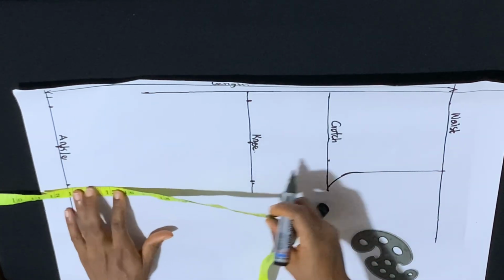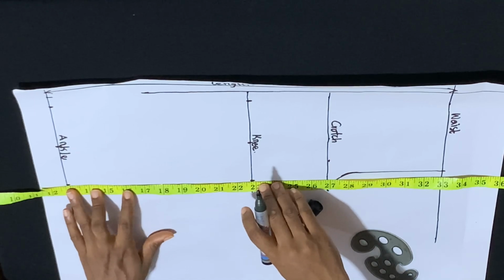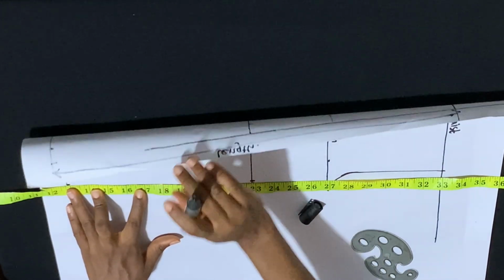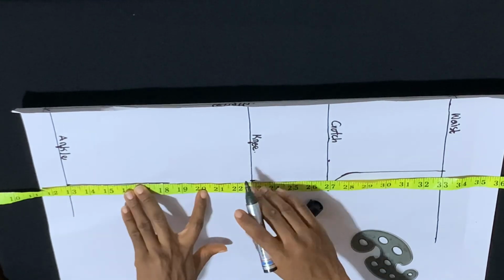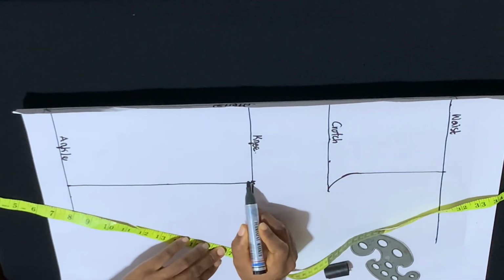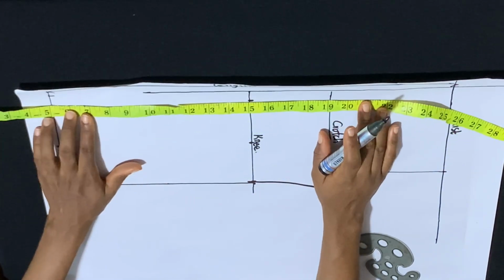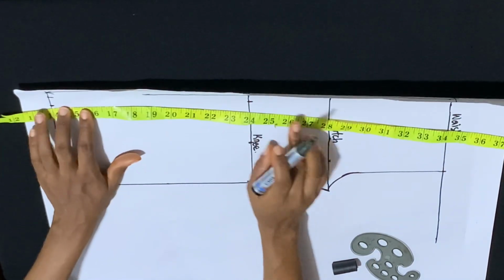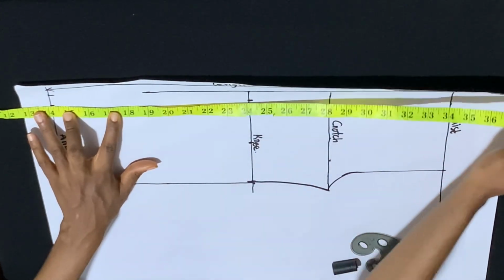So the next thing to do after that is to connect the dots from the ankle to the knee, then to the crotch line. Do the same thing for the other side also. Connect from the ankle to the knee to the crotch line.